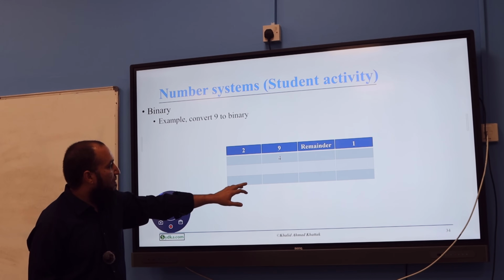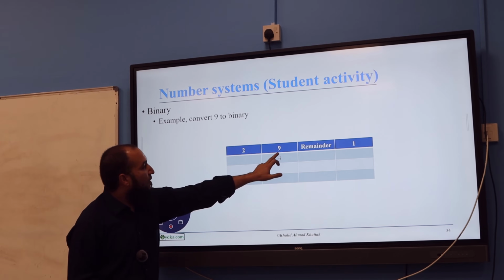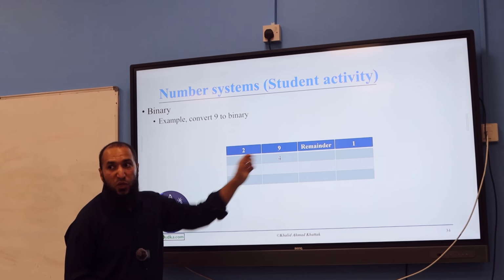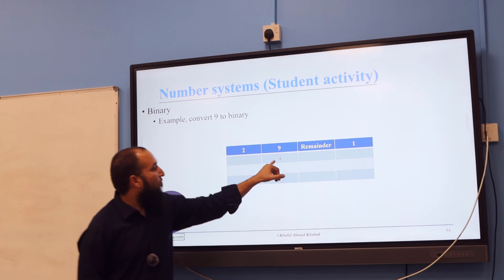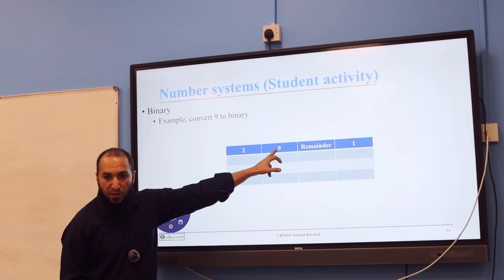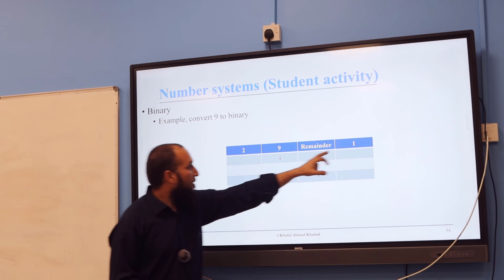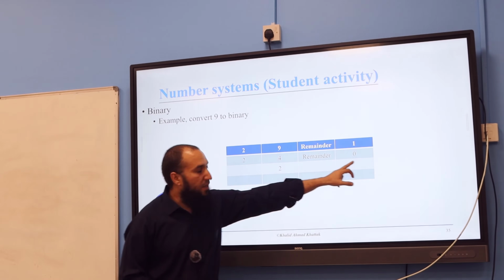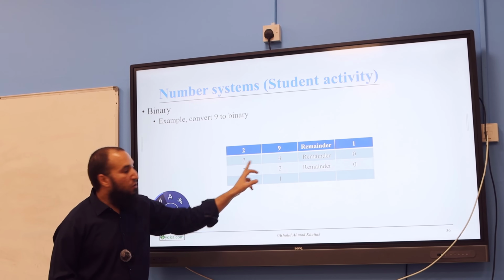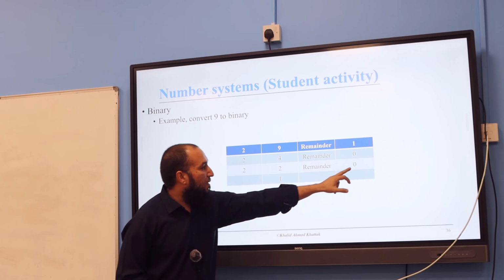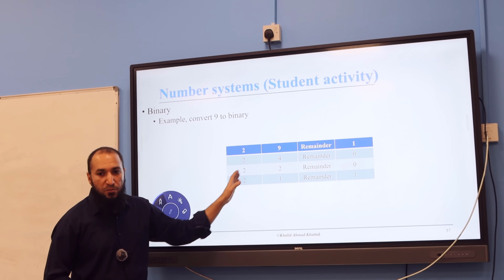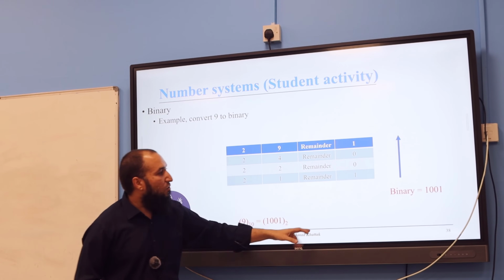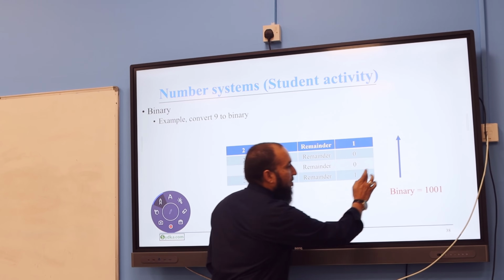The question is, can you see here we have 9. 9 divided by 2. So there are 4 2s going into 9, which are whole numbers, and 1 is the remainder because 4 times 2 is 8. So 8 take away from 9 is 1. Next we have 4 divided by 2 is 2 whole number, and we have 0 remainder. Next we have 2 divided by 2, 1 whole number and 0 remainder. And finally we have 1 divided by 2. We can't divide it, and this remains as 1. So the answer is, again, we have to write like this.